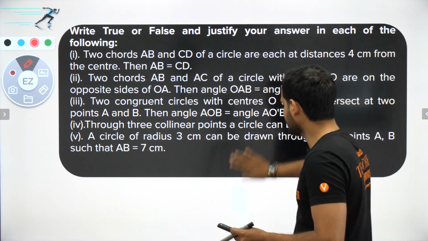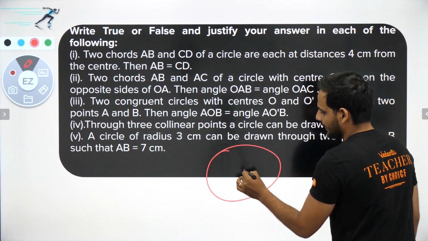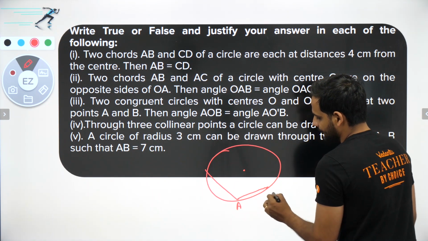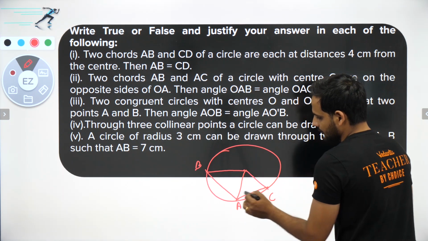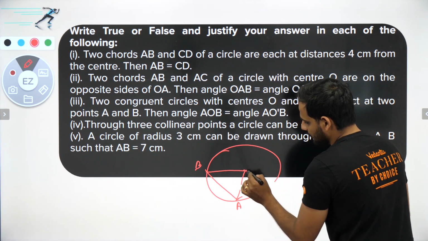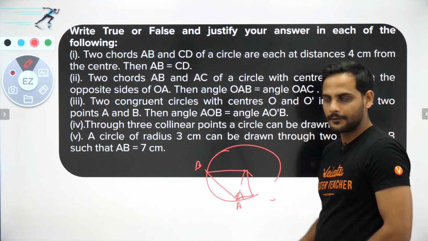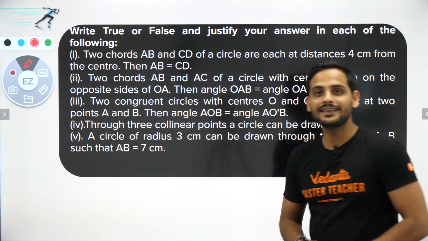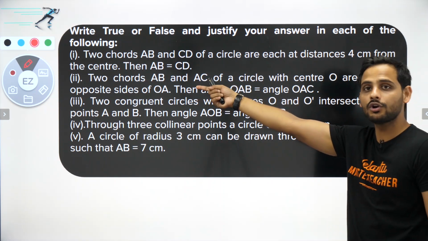Why? Suppose I draw the chord something like this, I can clearly show you by diagram also. Suppose this is your AB and this is your AC. Or if I make this AC shorter, like this, you can see clearly the angles are not equal. So this property holds only for equal chords. Here nowhere is it written that the chords are equal, it is just saying two chords, not two equal chords.